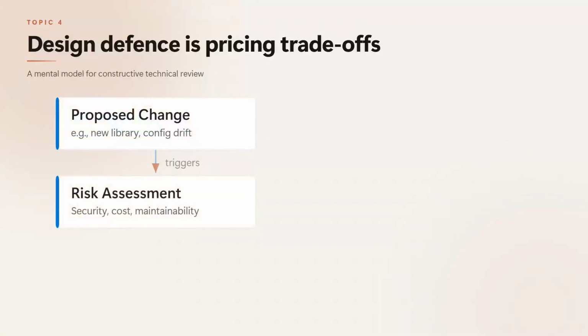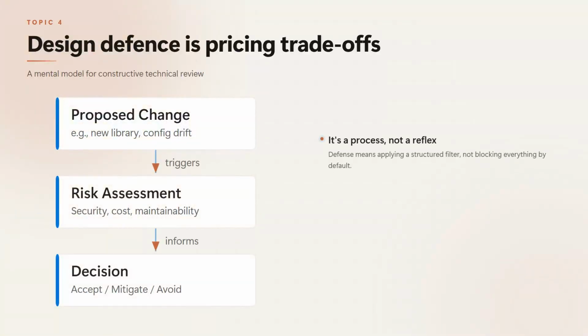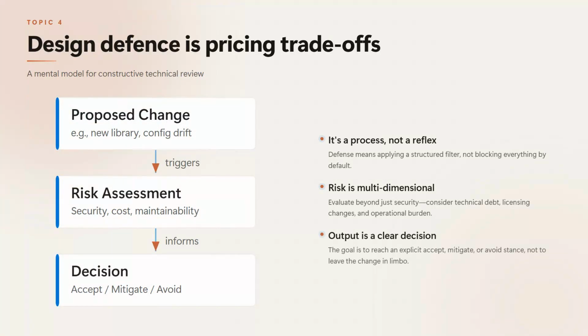Design defense is the practice of pricing a proposed change rather than restating the objection. It is not about saying no to every suggestion, it is about forcing the conversation to acknowledge what is being traded away. The distinction people get wrong is treating it as a list of rebuttals. A real defense names the specific failure the change introduces and the exact condition under which you would accept it. That second sentence is what separates architectural judgment from stubbornness.